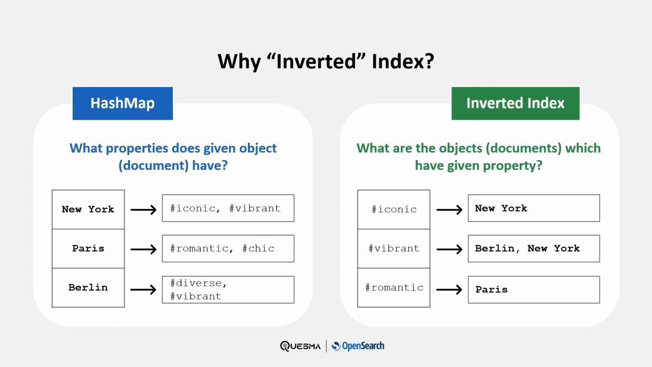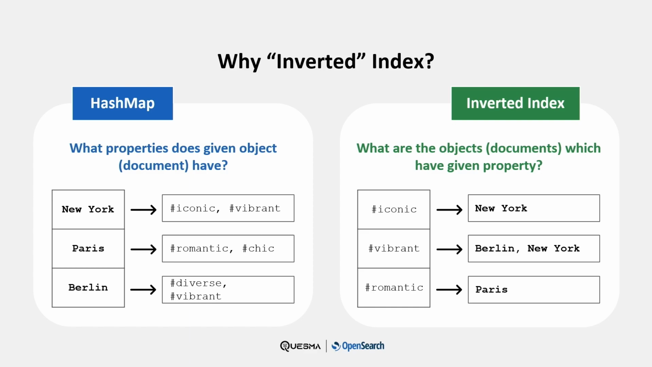So in a HashMap or in any key value store, it's going to be very effective answering this question: what properties does a given object have? Because we can quickly iterate over, for instance, a sorted array of, let's say, city names. We get to the city of Paris. We can fetch the properties. But it's going to be very difficult to tell us what are the cities which are vibrant, for instance. In this case, we would have to scan through all the cities one by one, filter those tags. It's not very effective.